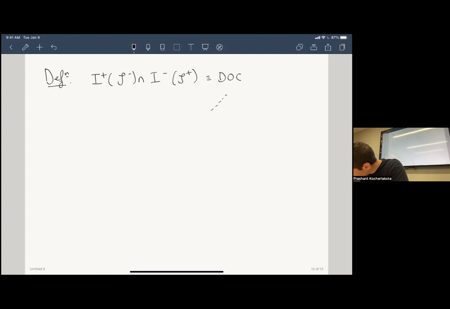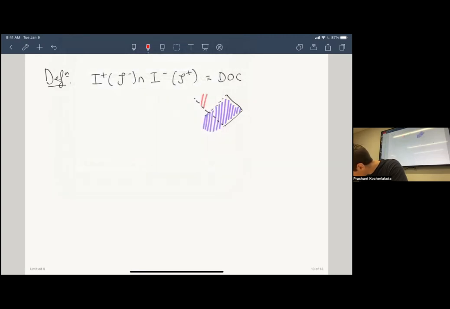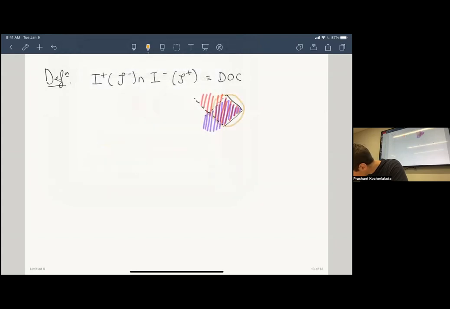That shouldn't surprise you too much. So this is the past, and then this is the future. And so they intersect in this region. Use a different color. This is then the DOC, the domain of outer communication.